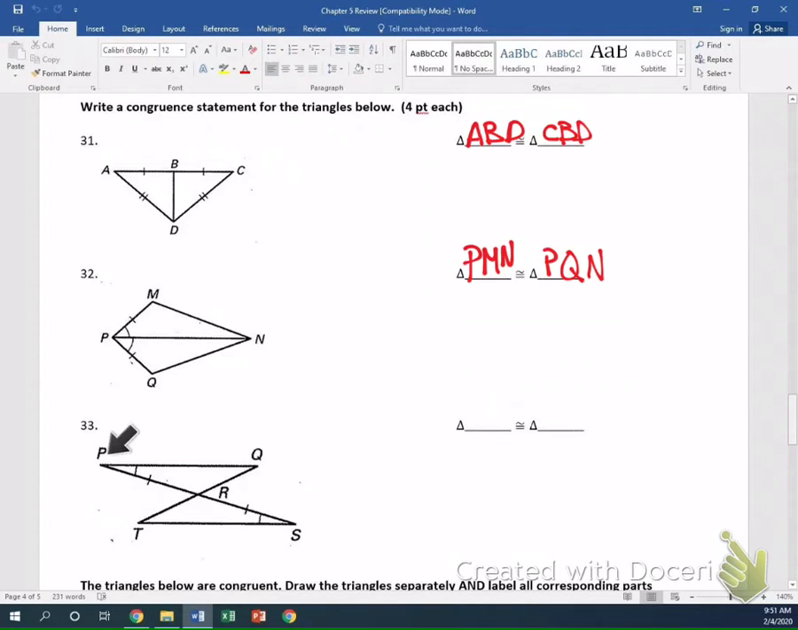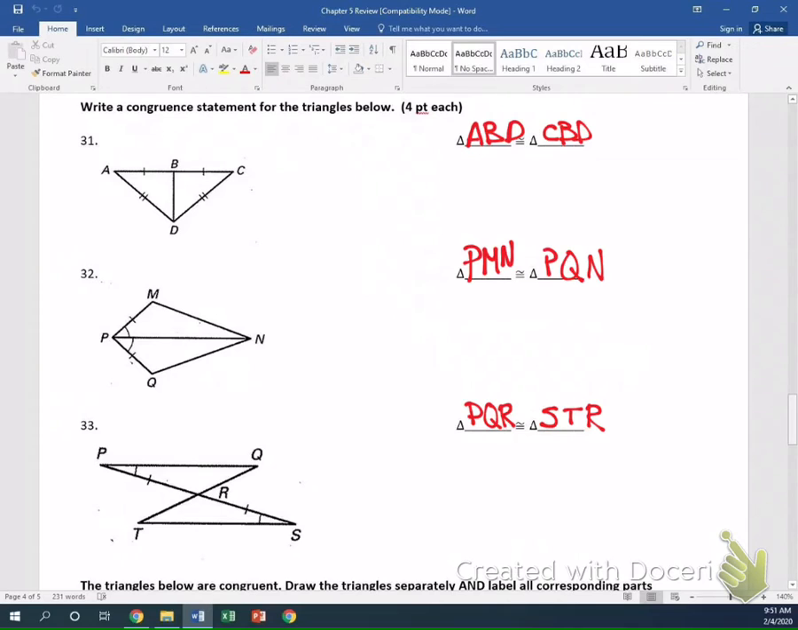All right, 33. If I go P, Q, R, what matches with P? T. T, R. Which one's marked the same as P? R. Oh, so I'd have to go S, and then which one's the same as Q? R, T. T, and then the R. So you gotta just make sure the order's the same.